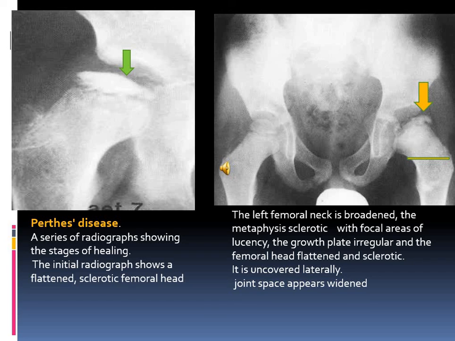On the image on the other side, we can see a very clear flattening in the epiphysis and very clear widening in this region. So this represents a radiograph including stages of Perthes disease. It could be fragmentation, could be just an area of flattening and sclerosis, and sometimes, as I said, there is a broadening in the area of the femoral neck as shown in this image.